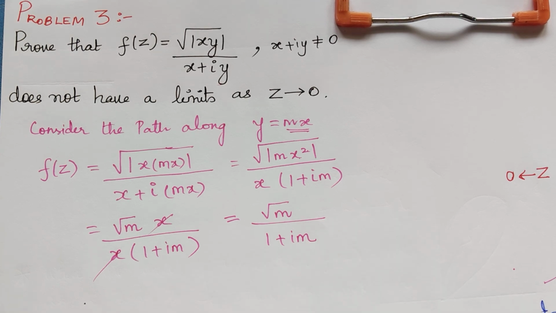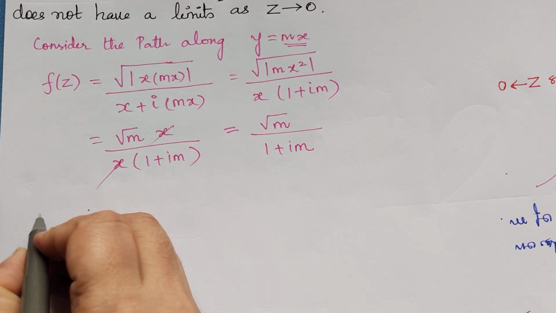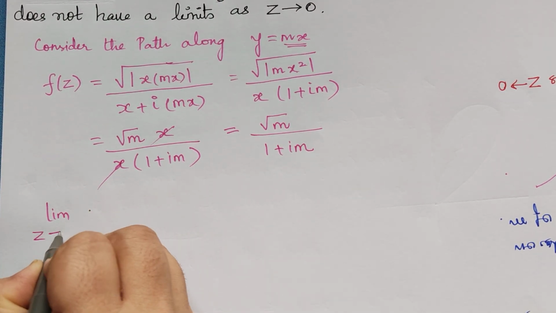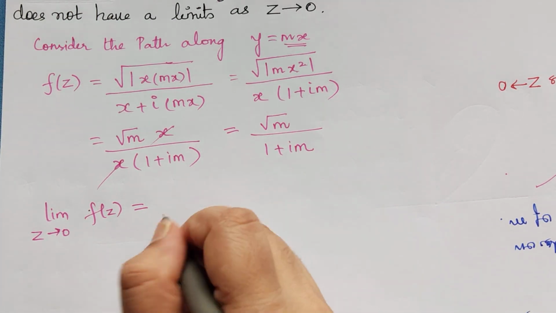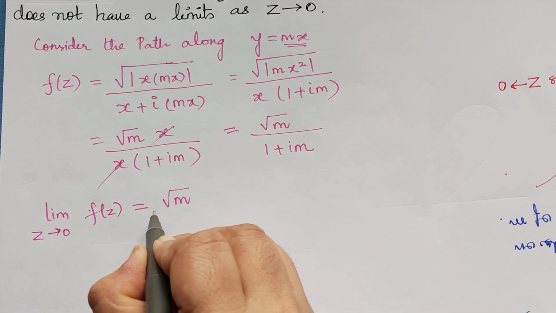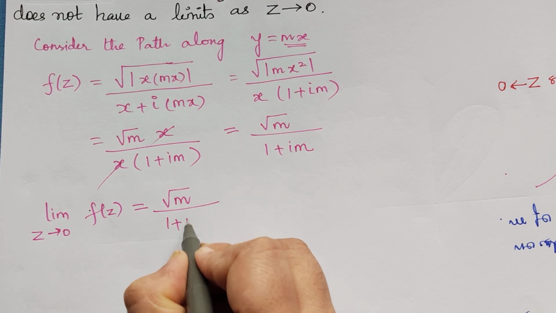So therefore what will happen to the limit? So limit z tending to 0 of f of z will be equal to, since there is no z, it will come as it is, square root of m divided by 1 plus im.